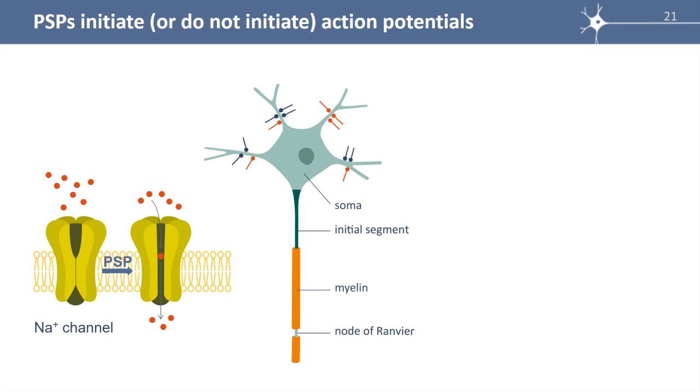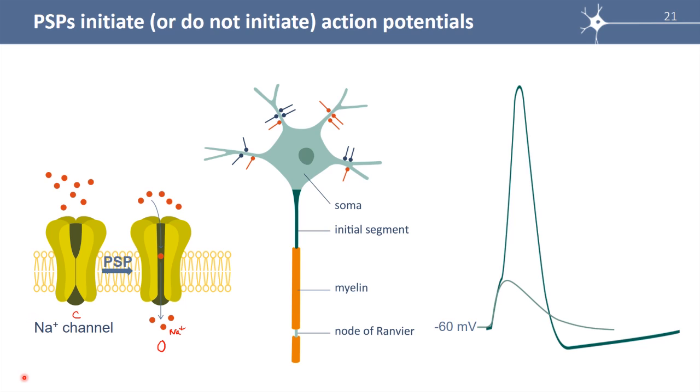So here on the left, there is a closed sodium channel, and if the PSP, which is the sum of EPSPs and IPSPs, is of sufficient amplitude to open these channels, sodium ions go through and an action potential is initiated. So here the channel is open. Here is the recording. We have the PSP here and here the action potential. When the amplitude of the PSP reaches the threshold for action potential initiation, then there is an action potential. So it has to be above this threshold to immediately generate an action potential.